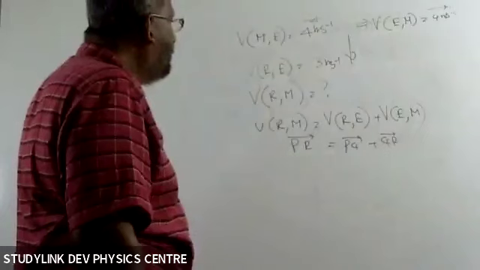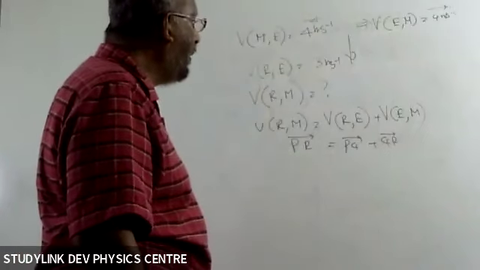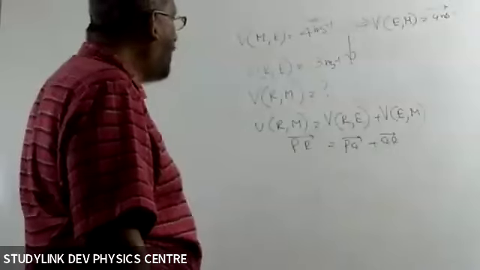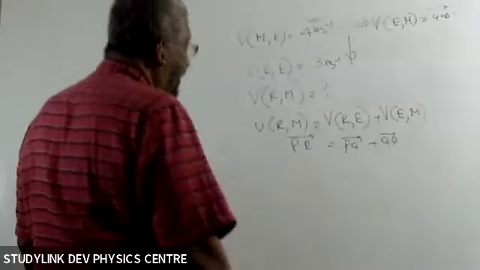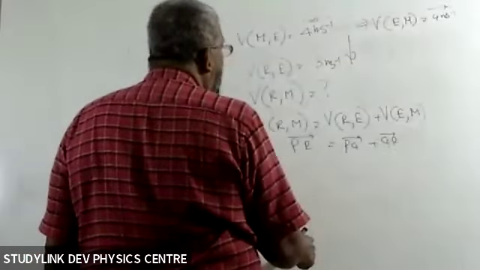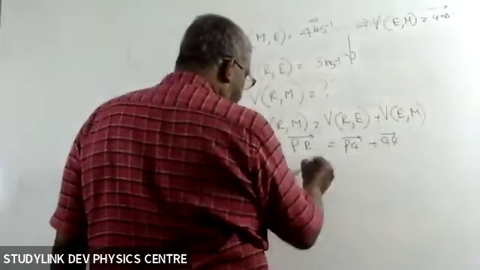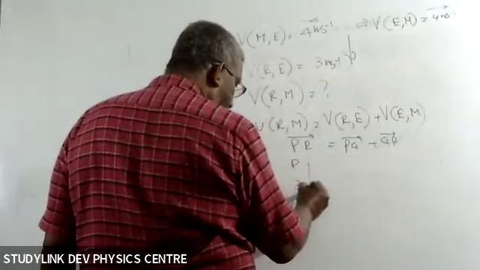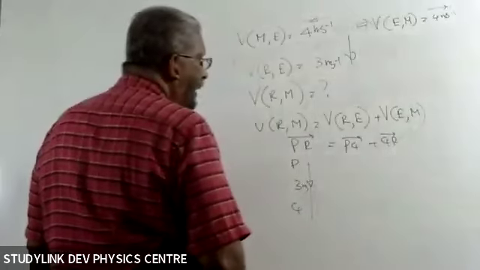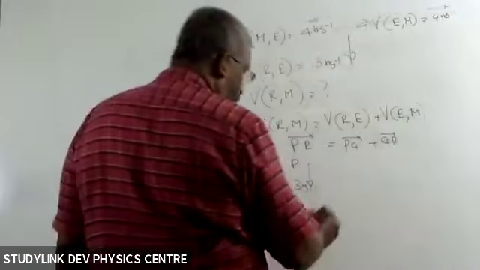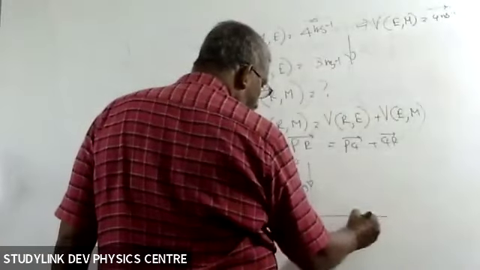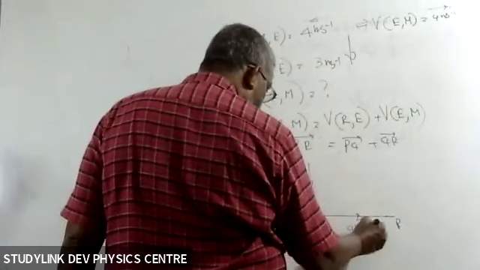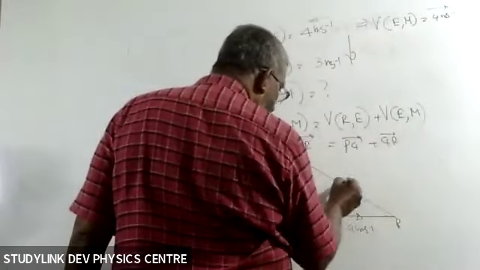Now PQ. What is the direction of PQ? Vertically down, 3. Then QR is EM, 4 m s^-1. PR is this.